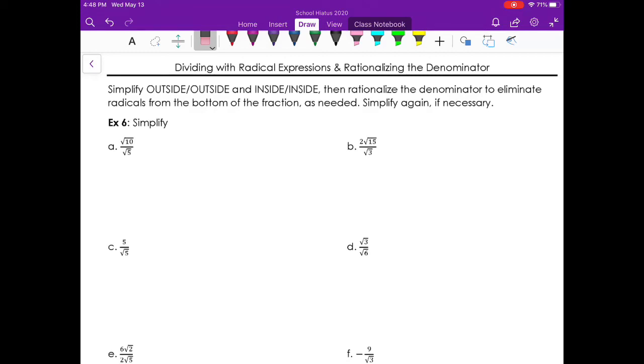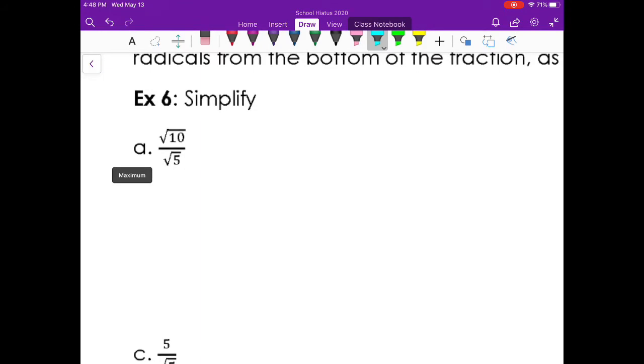In this lesson, we're going to simplify fractions involving radicals and learn to rationalize the denominator. When we simplify, we want to make sure that we're only simplifying fractions with numbers that are on the outside together or on the inside of a radical symbol. You cannot simplify numbers, one that's outside of a radical and one that's in. So let's look at example 6a.